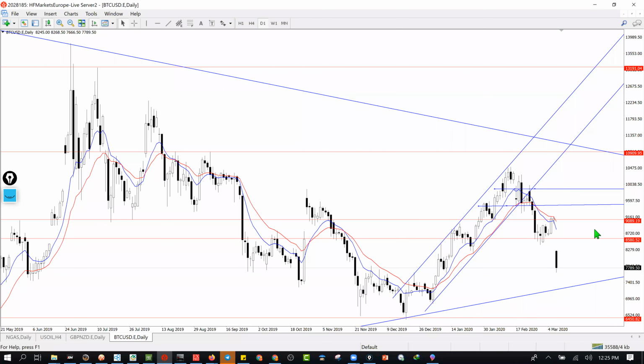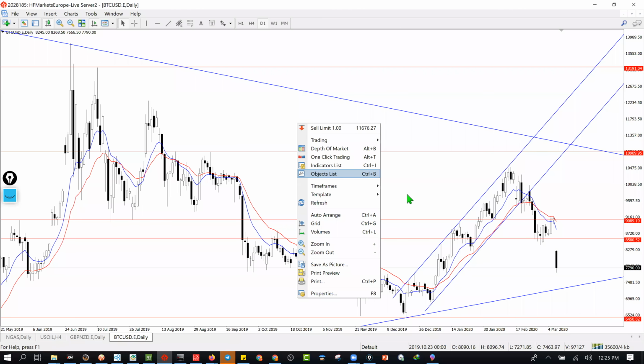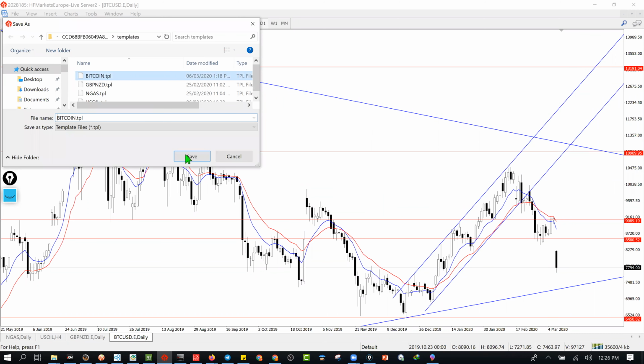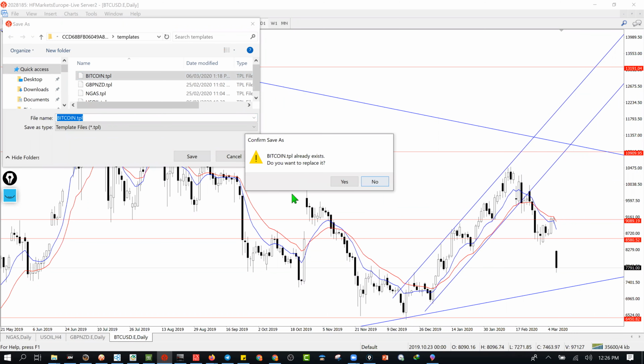Okay, I'm going to save my template so that if I want to use it next time, I don't have to keep erasing some of the unused trend lines. Okay, here's the daily time frame, and you can see the last week.